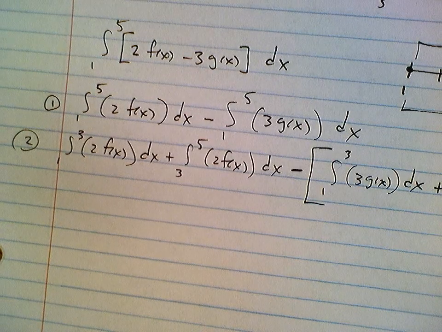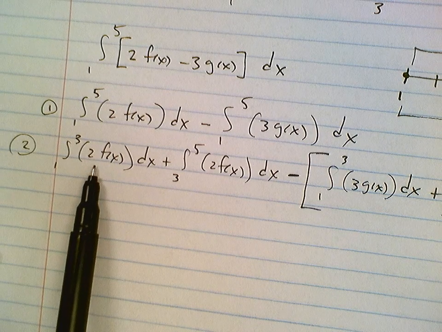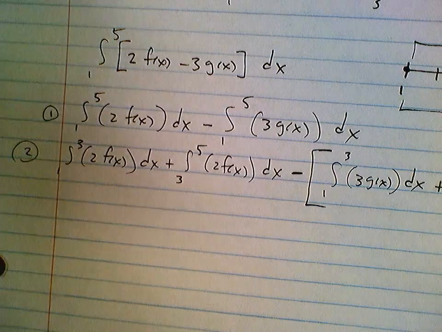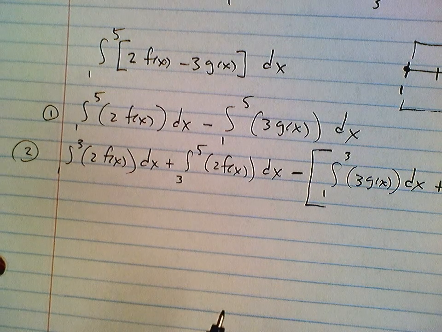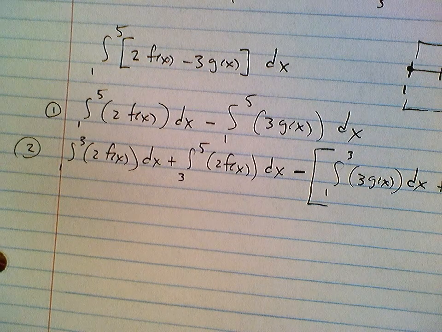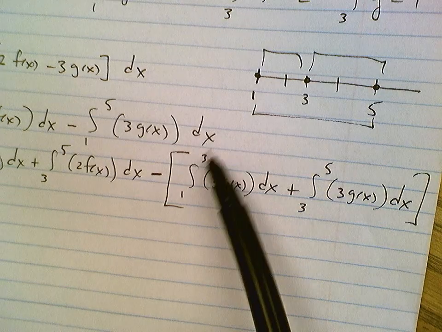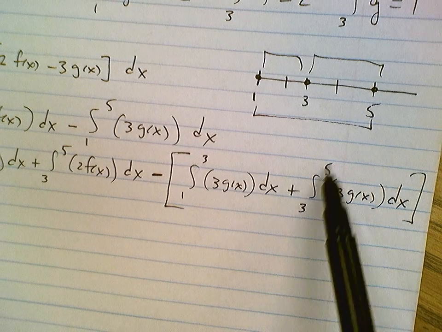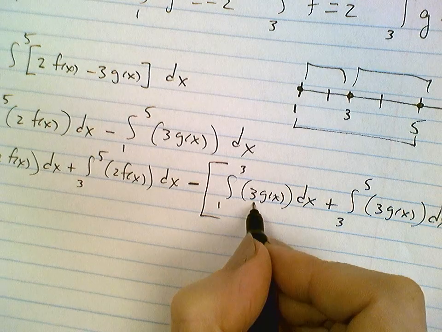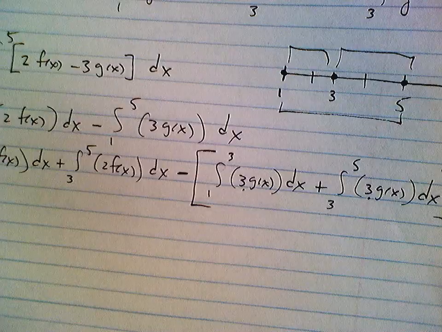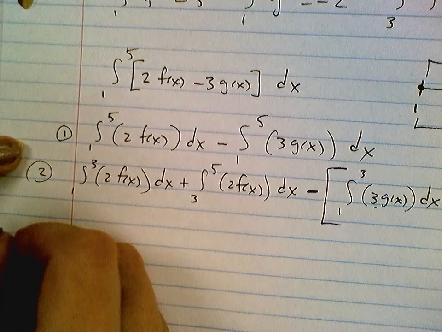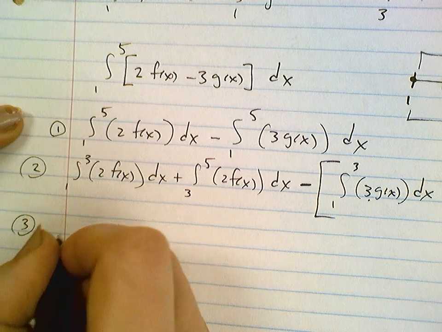Now, I know what the integral from 1 to 3 of f is, and I know what the integral from 3 to 5 of f is. And same for g: I know the integral from 1 to 3 of g and the integral from 3 to 5 of g. But I've got these constants on the inside. This is where I'm going to use the constant multiple rule and pull them out. So this is step 3.